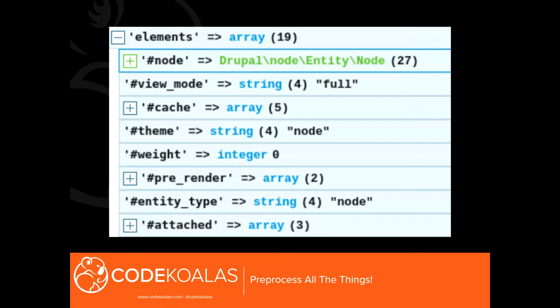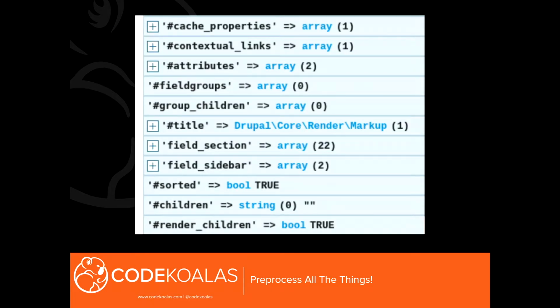Here's another one, just more examples, entity type node, and these all expand and show you just further things that you can use. Let's see, just more examples. It's really hard to put it in one slide when the page is this long.